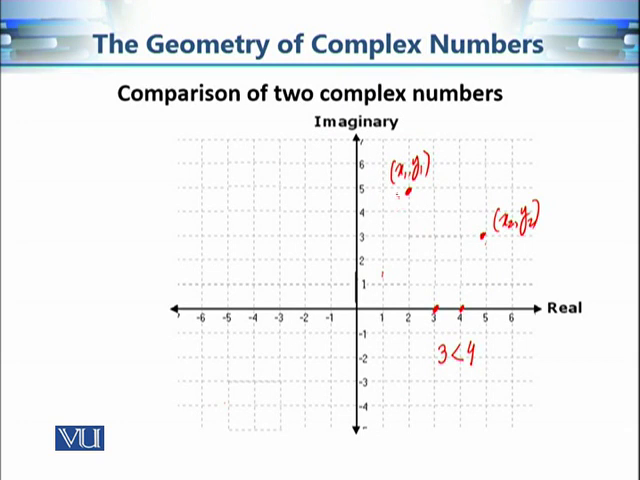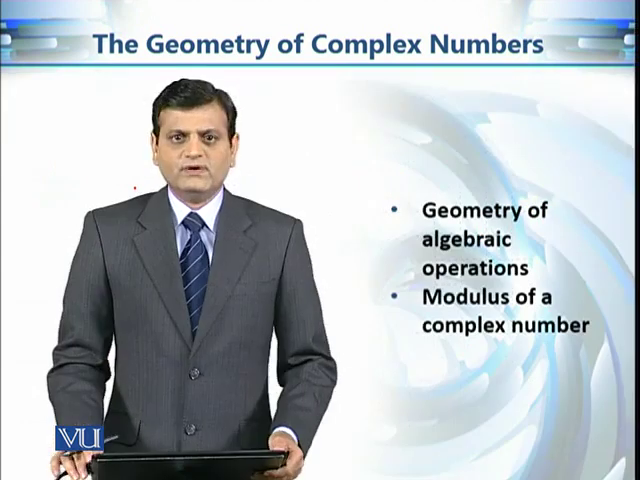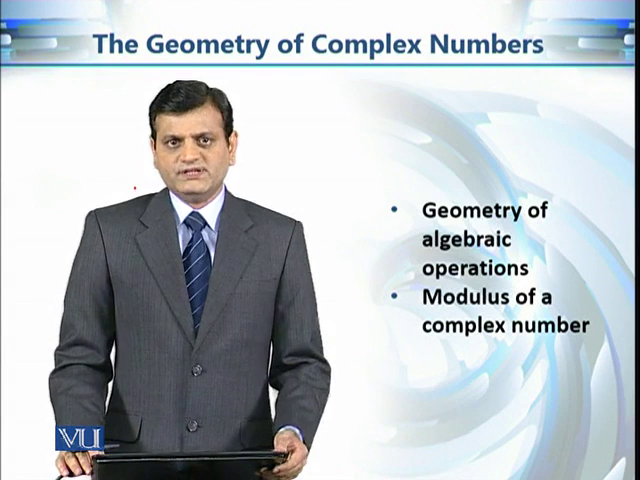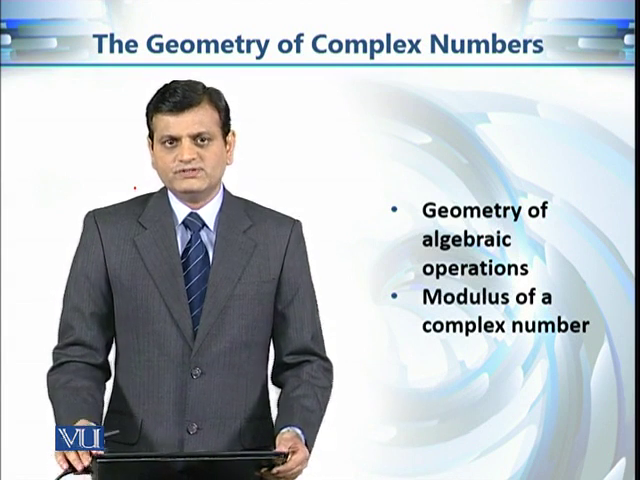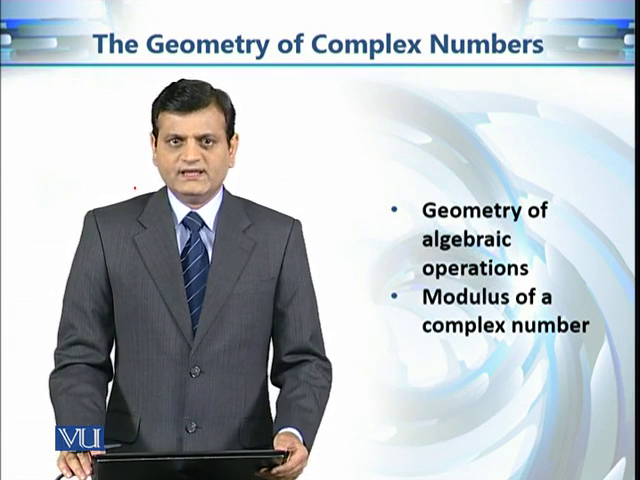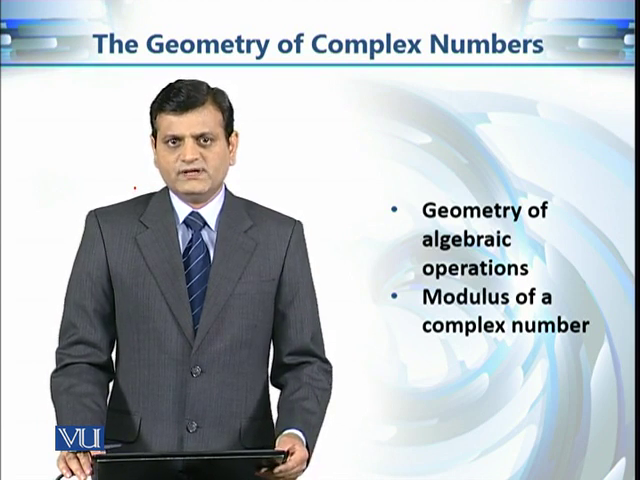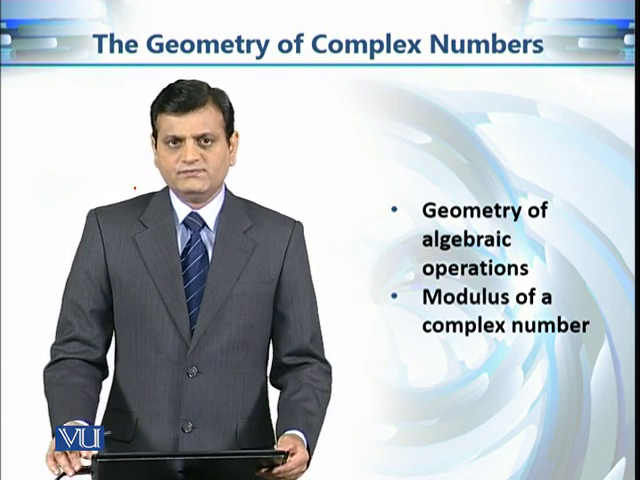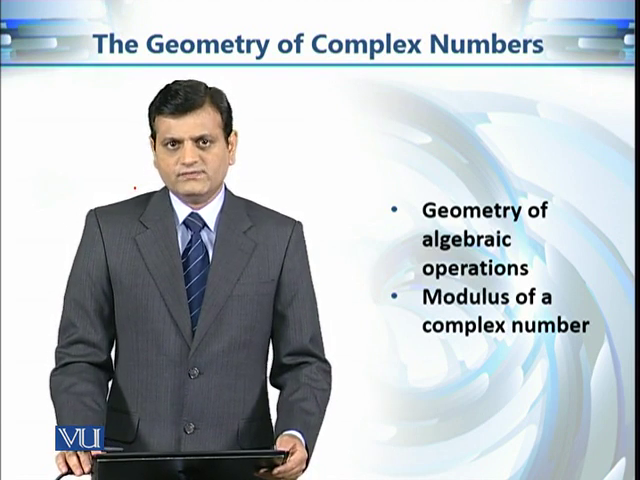But on the other hand, we can compare the modulus of these two complex numbers. So we can calculate the modulus of z1, which is a real number, and the modulus of z2, which is a real number, and we can easily compare them. So what we have seen so far is that there is a geometrical interpretation of complex numbers. We can associate complex numbers with vectors, and the algebraic operation of addition is the same as vector addition. And we have also defined the modulus of a complex number.